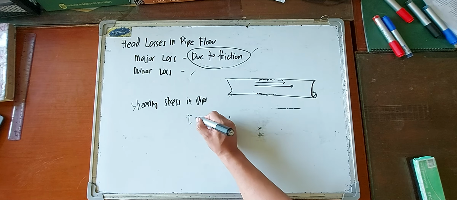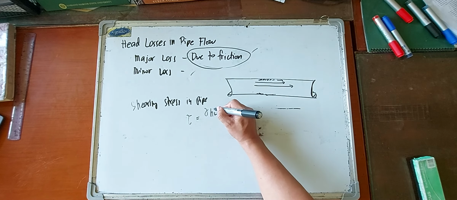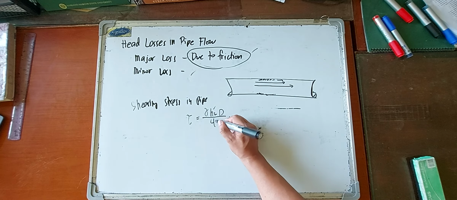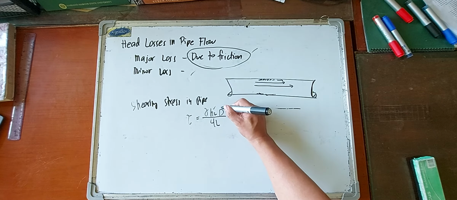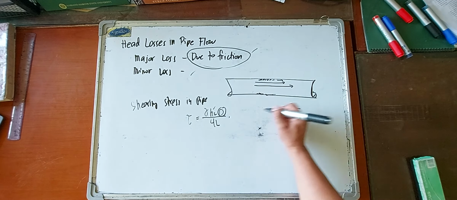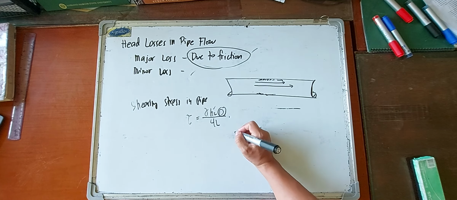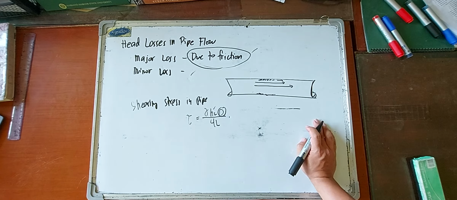So shearing stress, tau is equal to gamma, yung loss of energy, this is loss of energy due to friction, times the diameter all over 4L. So yung head loss, diameter, we can express, if the pipe is not circular, then we can express D in terms of the hydraulic radius. L would be the length of the pipe. Okay, so that's it.